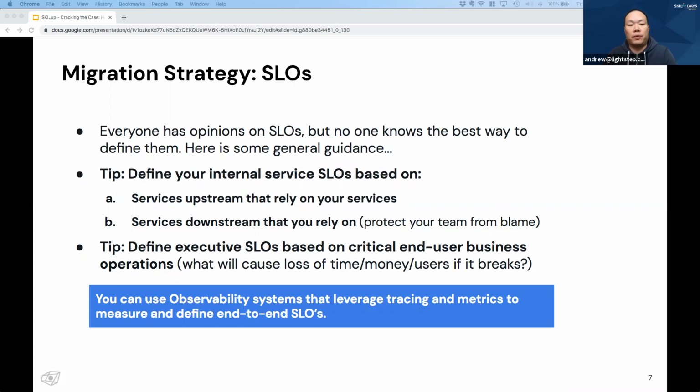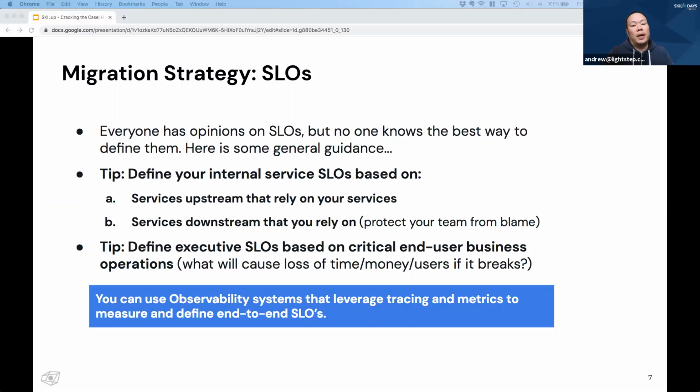That's relatively straightforward. Downstream SLOs define expectations for services that you rely on. Oftentimes, these will be services that you have no control over, but are dependent on for achieving your own SLOs. Defining this SLO protects your team from blame, allowing you to clearly differentiate if a performance issue is caused by your own service or some downstream service.